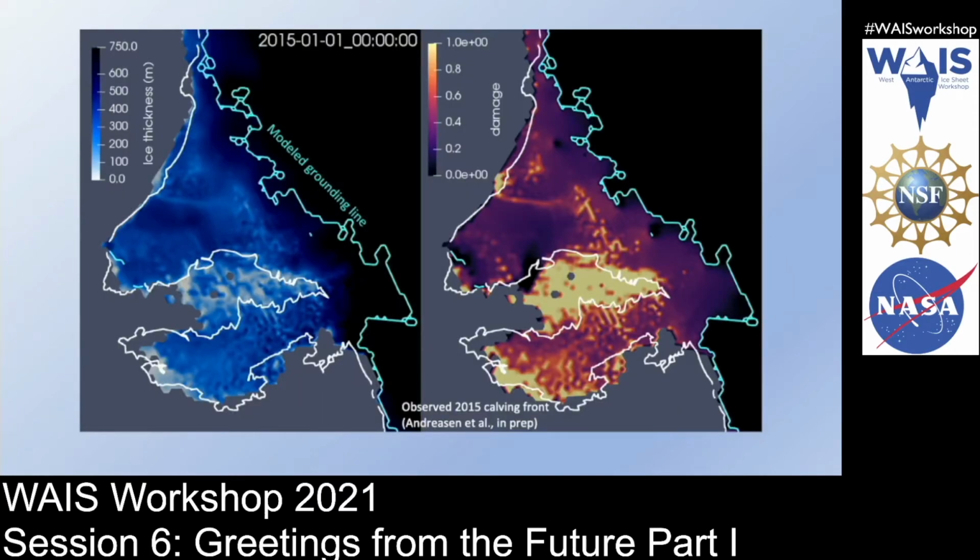We apply this to our initial condition and spin it up for a year using static ice geometry, we find that our calculated damage field on the right closely agrees with the observed calving front in 2015 shown in this white contour. So everything with damage approaching 100% shown in yellow is really this area of rifted bergs and melange that's no longer a structural part of the ice shelf.